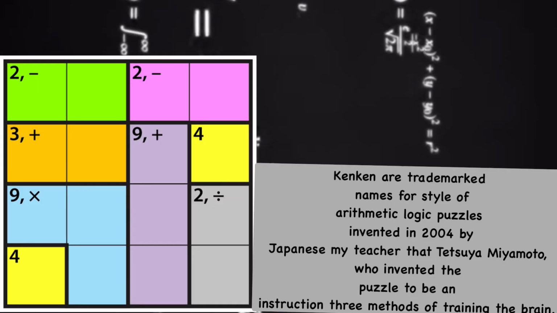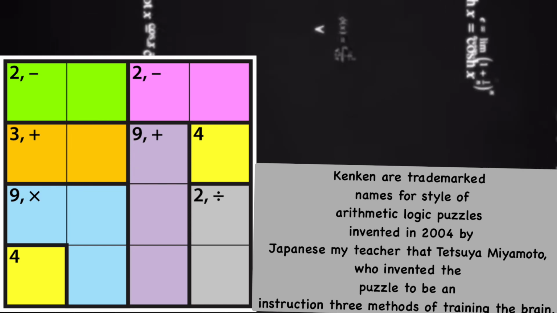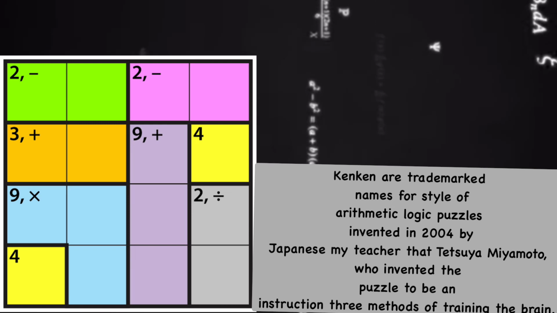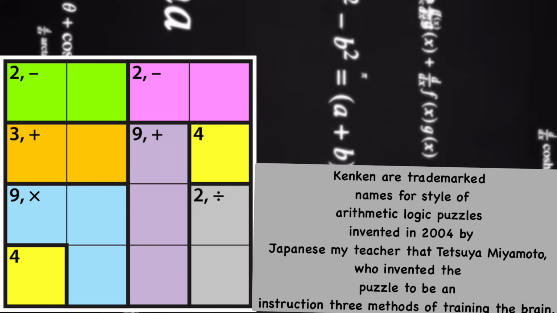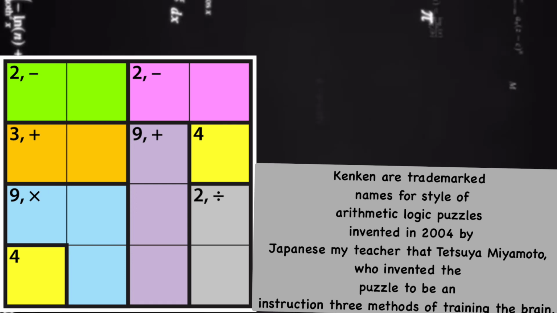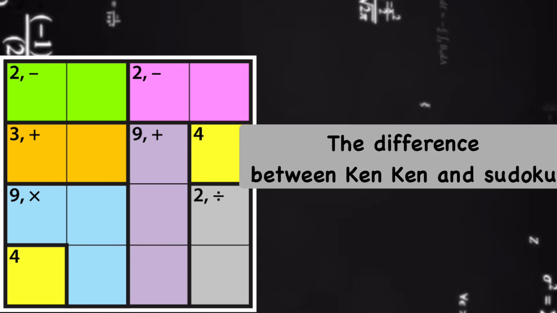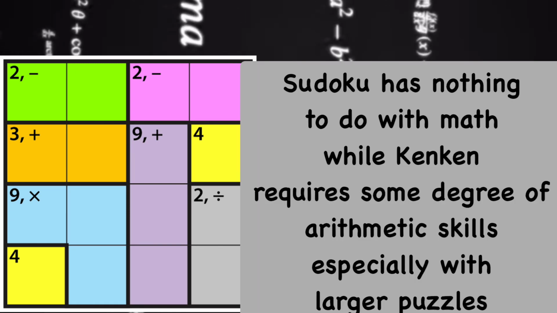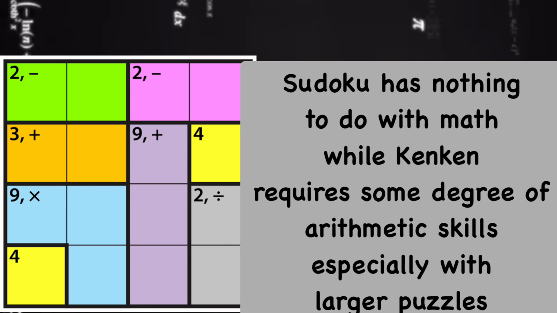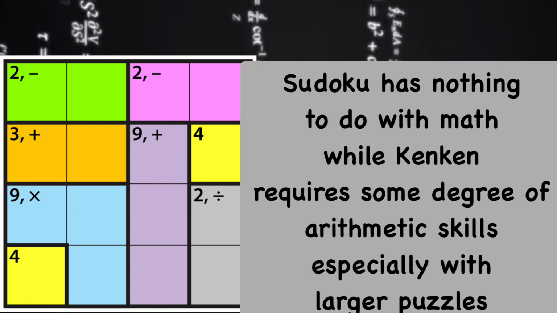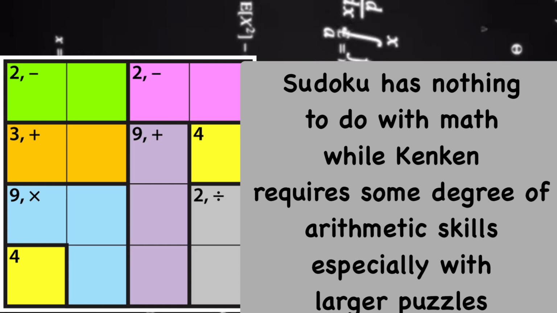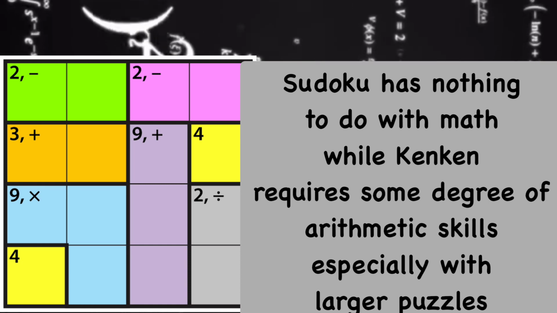KenKen and Kendoku are trademark names for a style of arithmetic and logic puzzle invented in 2004 by math teacher Tetsuya Miyamoto, who intended the puzzles to be an instruction-free method of training the brain. The big difference between the two is that Sudoku has nothing to do with math. You can play with symbols rather than numbers, while KenKen requires some degree of arithmetic skill, especially with larger puzzles. If you're solving a 9 by 9 grid, you may be required to multiply, say, 7 by 5 by 9 by 3 in your head.